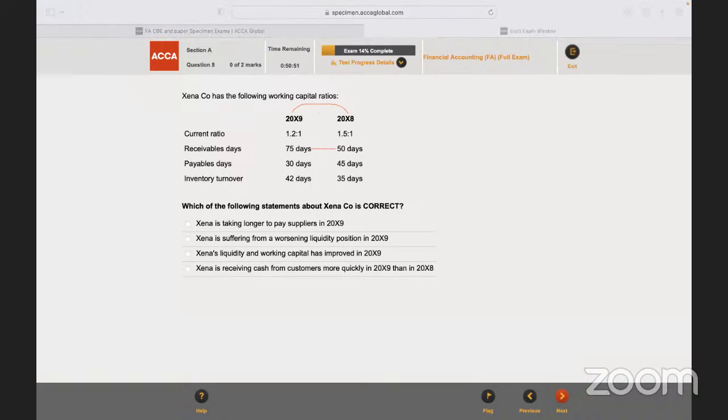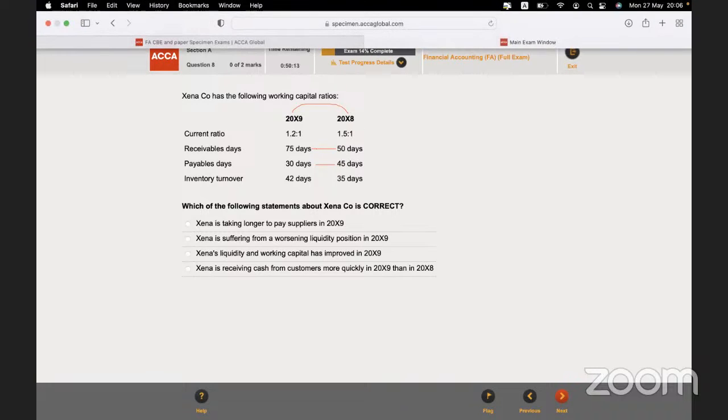Receivable days have increased. What does that mean? Receivable days means how many days do our customers take to pay money? So this one, guys, from 50 days has gone up to 75 days, meaning our customers are now taking a longer period of time to pay money. Payable days, 45 has become 30. So 45 has become 30 means, guys, payable days means how many days we are taking to settle our supplier. It has gone down. That means we are settling them faster. Okay. Supplier days have gone down means we are able to settle our suppliers faster than last year.